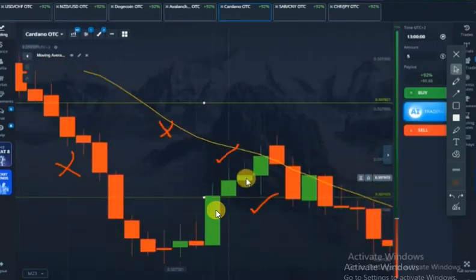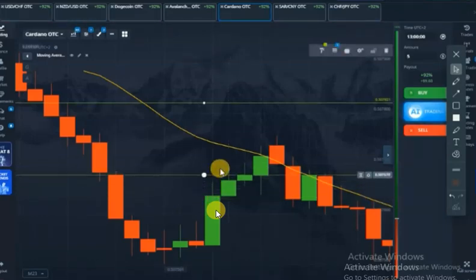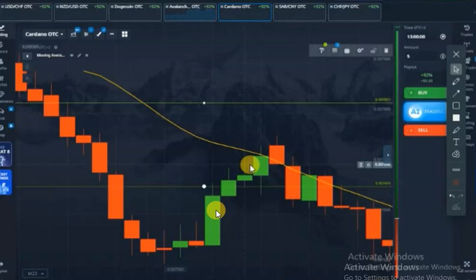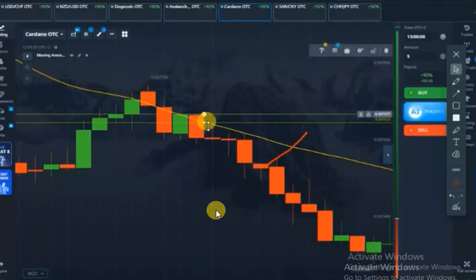I want you to also look at this one. As you can see, there is no level. This is a spinning top, right? And there is no level on the left side. So we could have taken this trade, and we could have won the trade. Okay, let's look for more examples. There's plenty of examples, guys. This is just too easy.